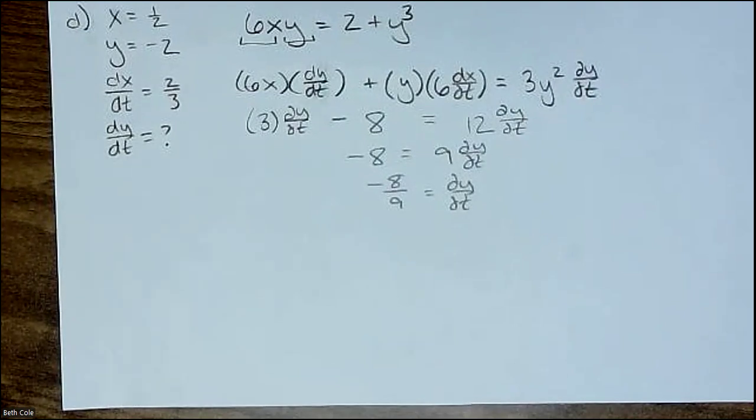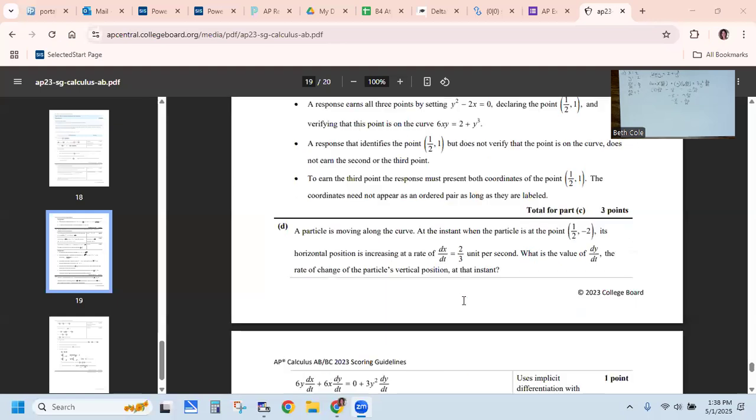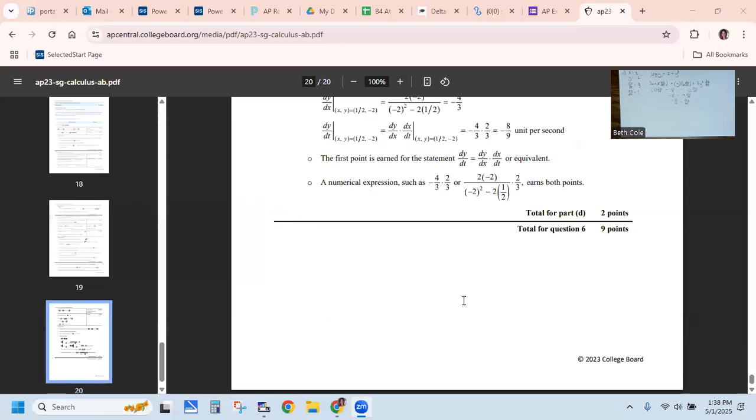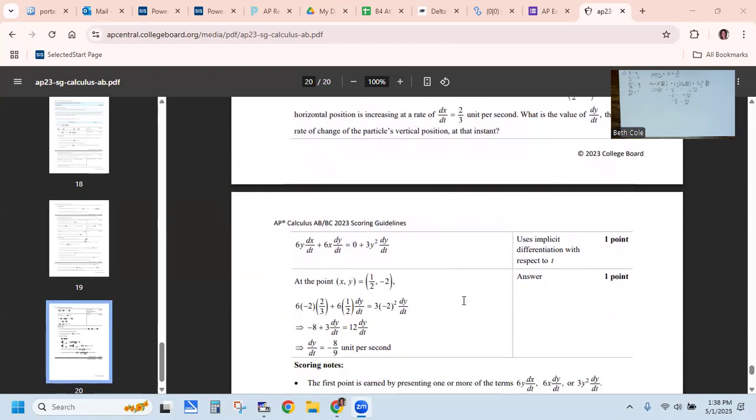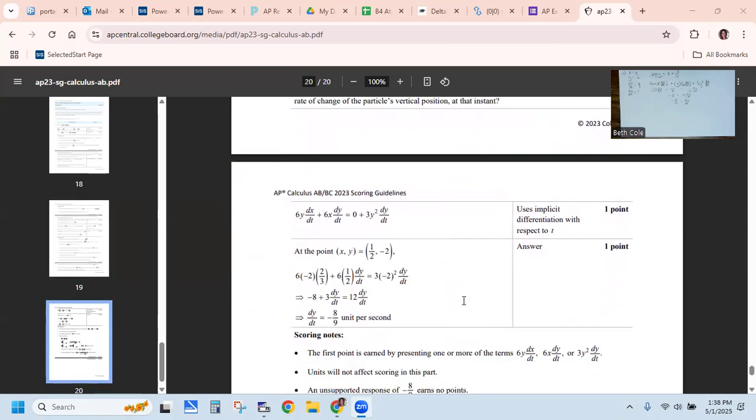Let's see what it was worth. I'm betting 3. I don't remember. I think it might be 3 though. Let's see if I'm right. Let me scroll down here to part D. No, it's only worth 2. Did you say lame? I feel like that should have been 3, but anyway, it's a point for doing the derivative, and then a point for plugging all the numbers in and solving it. I feel like that should have been worth more, right? Yeah, lame.